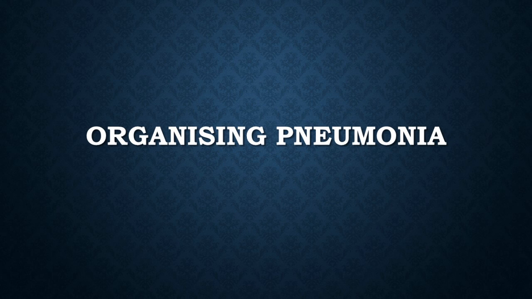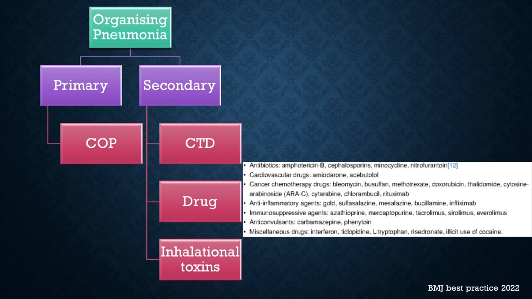Yeah. Another 10 minutes. See, organizing pneumonia, I've talked about it a lot in the beginning. You know the presentation, they can mimic community acquired pneumonia. Now it can be primary, where there is no inciting etiology, or it can be secondary. And secondary, so you need to list.